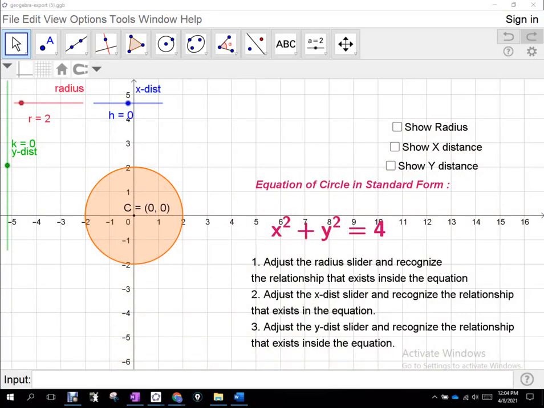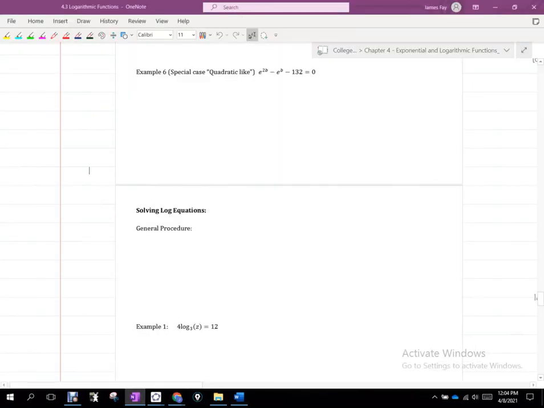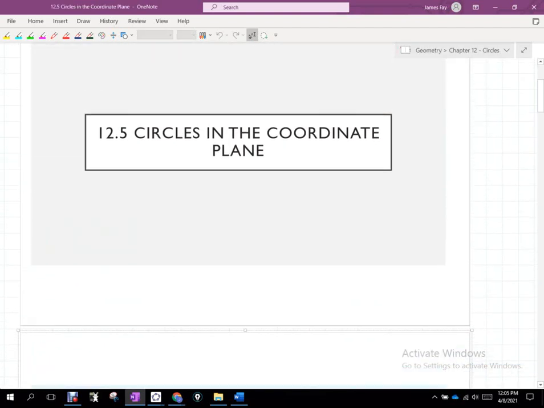I'll demonstrate this here in a little bit, but the equation of a circle centered at the origin is always x squared plus y squared equals r squared. That's when it's centered at the origin.